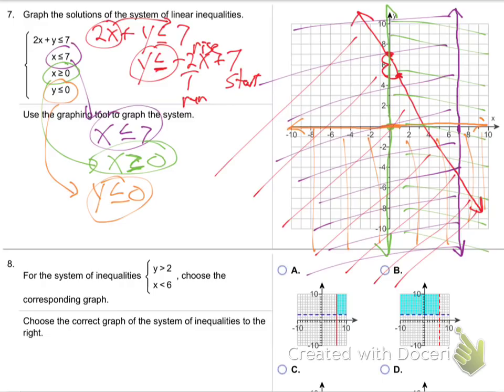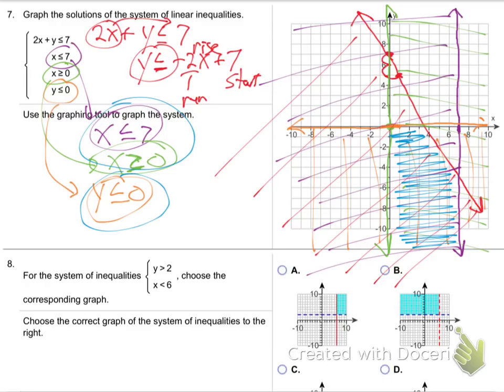I think it's this. Because that's between the green and the purple. It's below the orange, but it's also below the red. Yeah, that's it. That's where all the shadings overlap, that little section there. Kind of hard to see. Yeah. Let me redo that one again real quick.